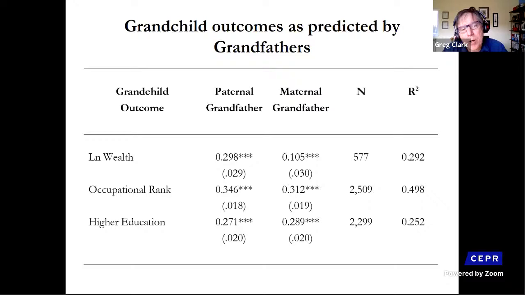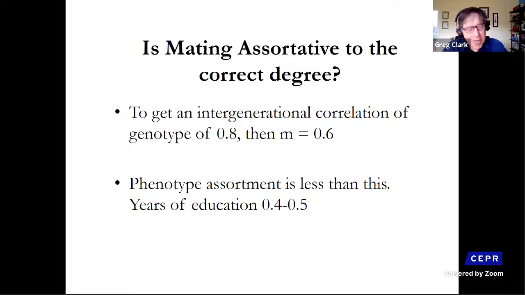But if you switch now to occupational status or higher education, what you find is that there's no statistical difference in the predictive power of the paternal grandfather versus the maternal grandfather. And so even though only men had occupations in this society, women end up playing as important a role in determining these outcomes as do men. Is mating assortative to the correct degree?